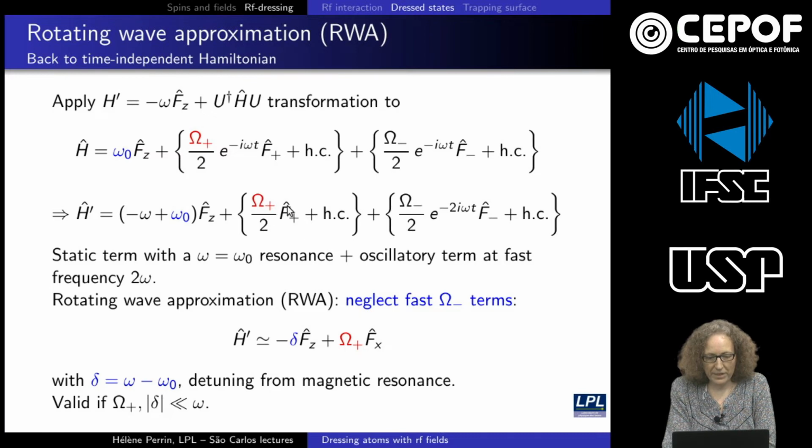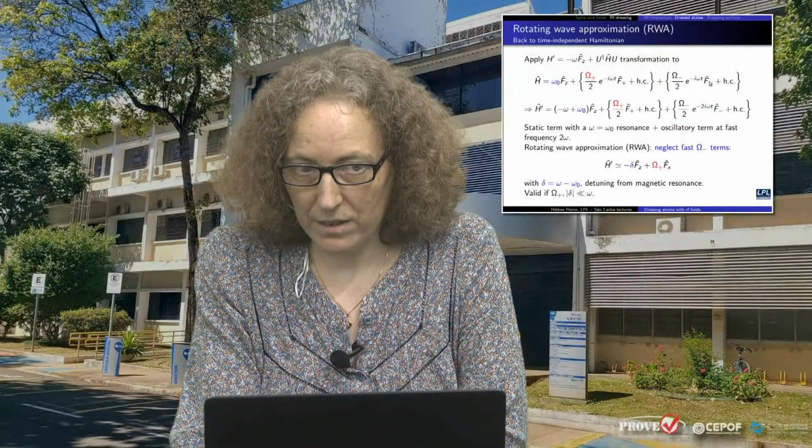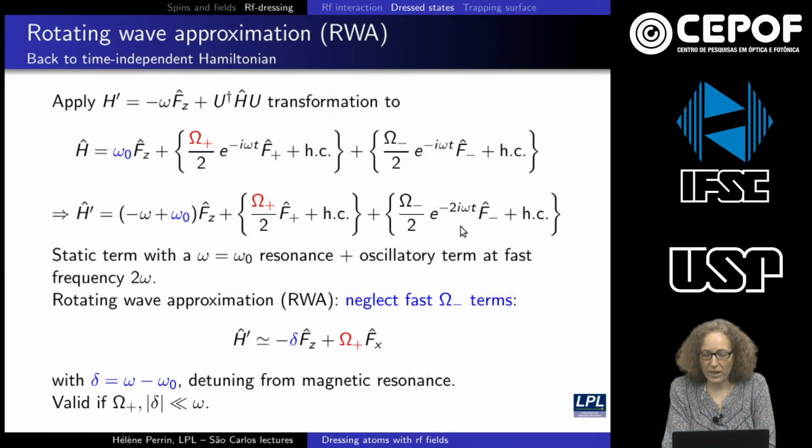So this term will be time independent, and of course this is also the case for the Hamiltonian conjugate. Concerning this term, f minus will give exponential minus i omega t f minus. So instead of cancelling the time dependence, it will amplify it, it will be modulated at frequency 2 omega. And the same for the Hamiltonian conjugate. So we get a static term as we wanted, plus a term which is oscillating very fast. And at this point, we will apply the rotating wave approximation, which consists in neglecting this fast oscillatory term.